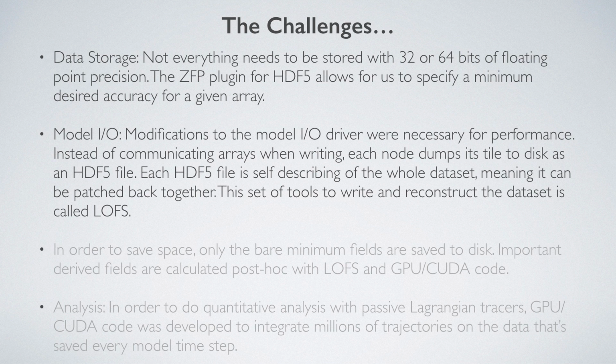So Leigh had to rewrite the entire model's I/O core to effectively work as a distributed file system. He calls it LOFS, or lack of file system. It's just a bunch of self-describing HDF5 tiles that can then be reconstructed on request after the fact. That means that when the model's running, it's spending less time communicating arrays through MPI and can just write and move on to the next step. In order to save space, we only save the bare minimum fields, which means that we use a lot of GPU code to recompute necessary variables post hoc.